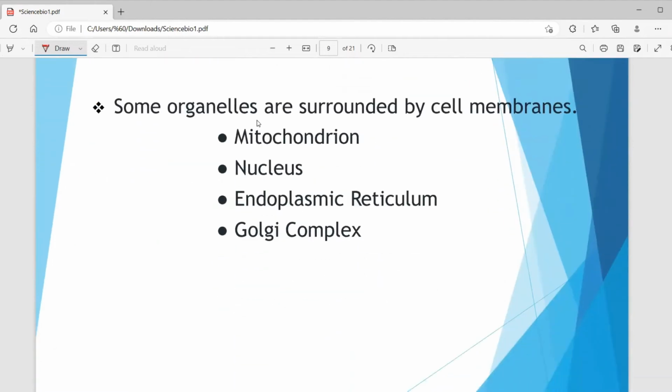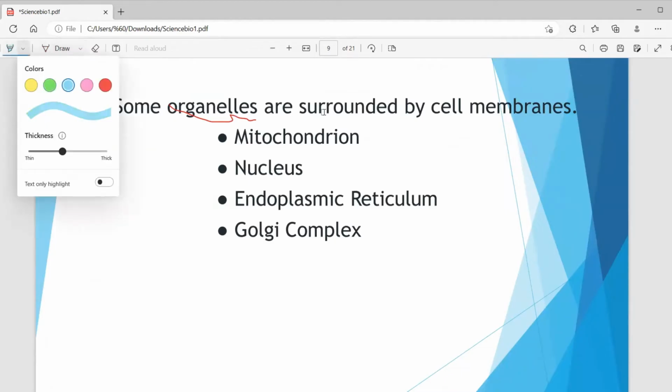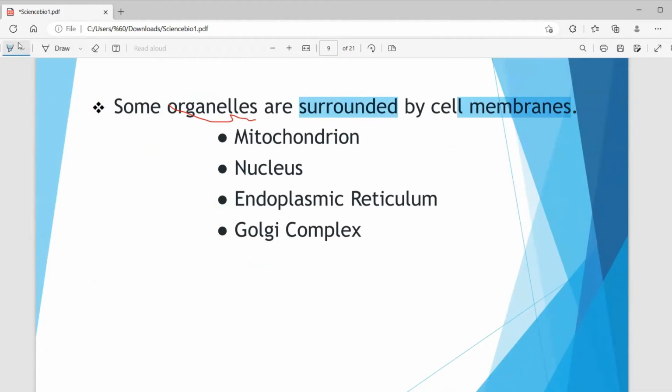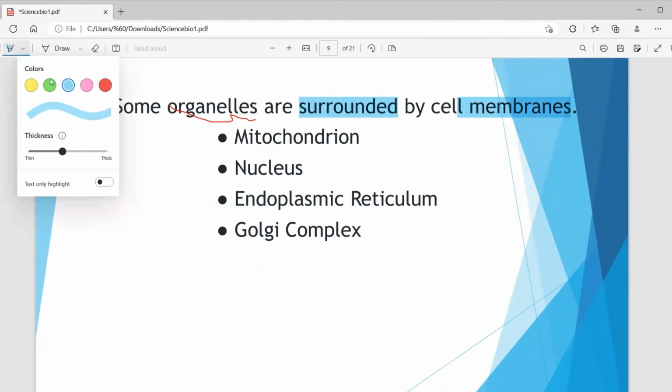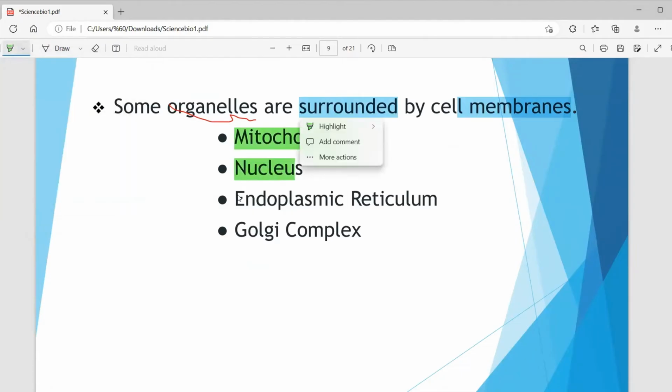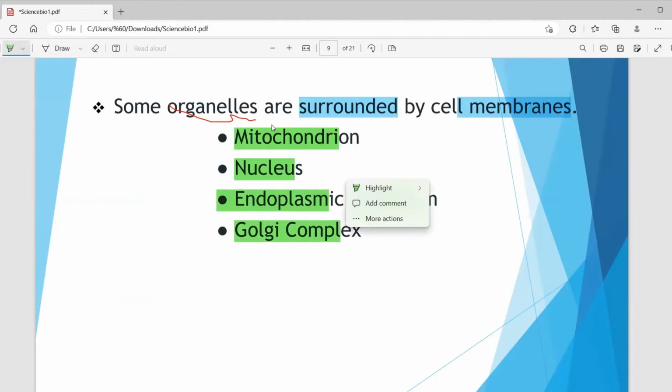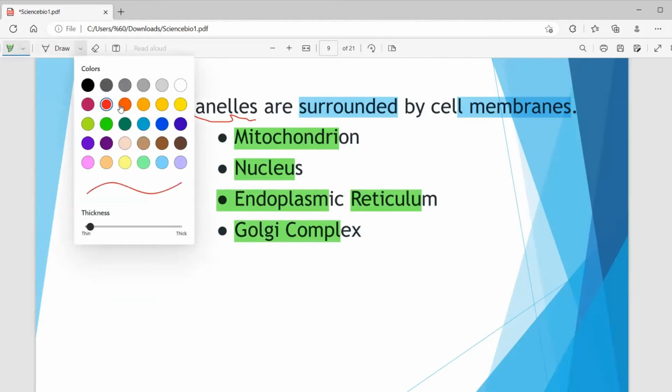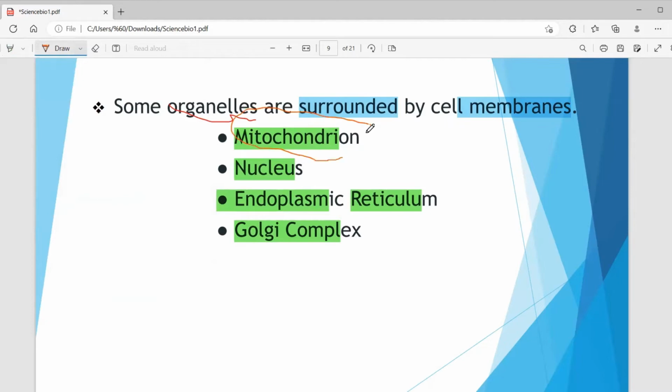Next one, some organelles are surrounded by the cell membrane. The first one is the mitochondrion. The second one is the nucleus. The third one is the endoplasmic reticulum. The fourth one is the Golgi complex or Golgi apparatus. Mitochondria are mainly important for cellular respiration. The nucleus consists of the genetic information.